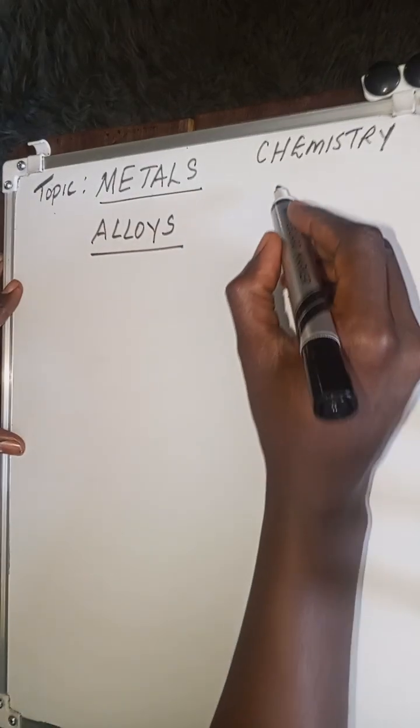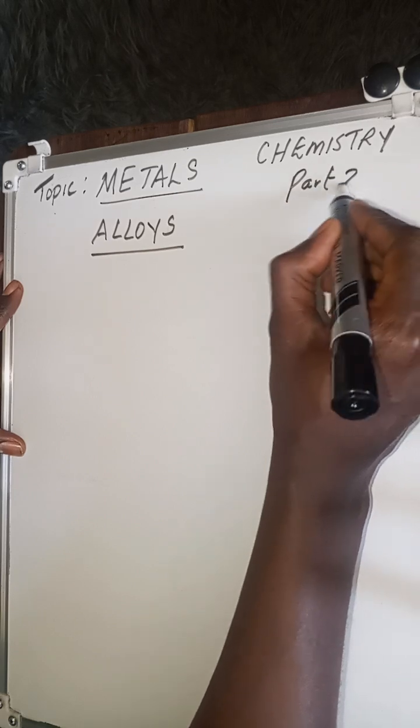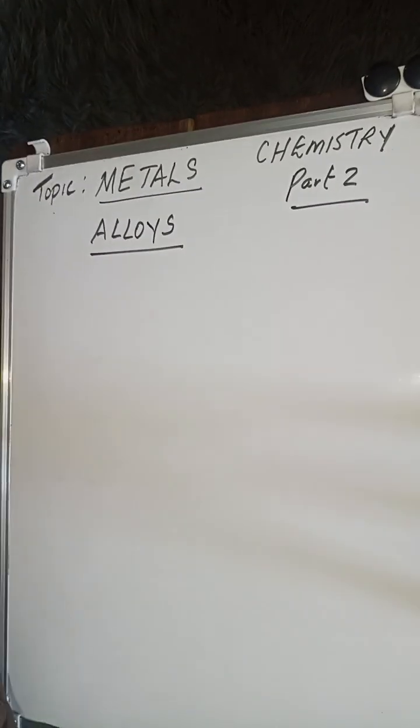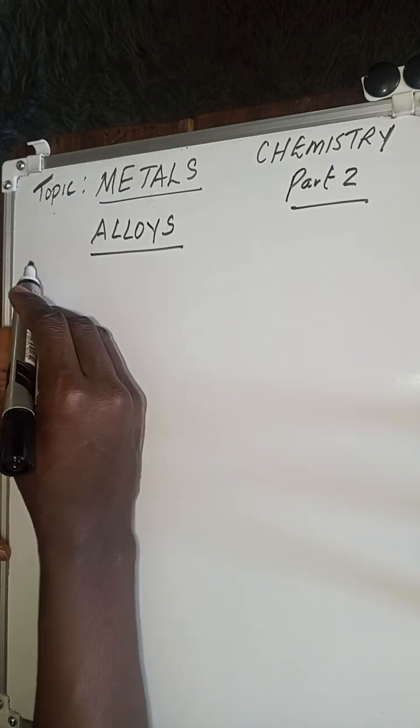So, welcome to another segment of my chemistry videos as we continue with metals. Today we are focusing on alloys. The first question that you need to understand is what is an alloy? Remember that an alloy is simply a mixture of two or more metals. So, that is what we can say.